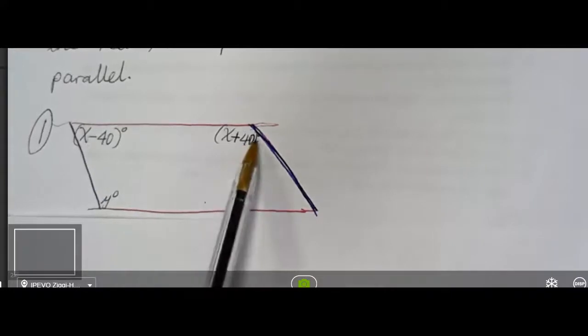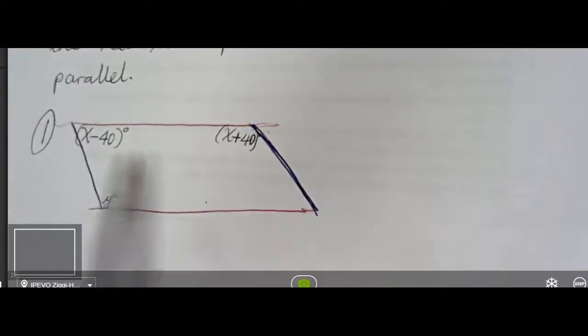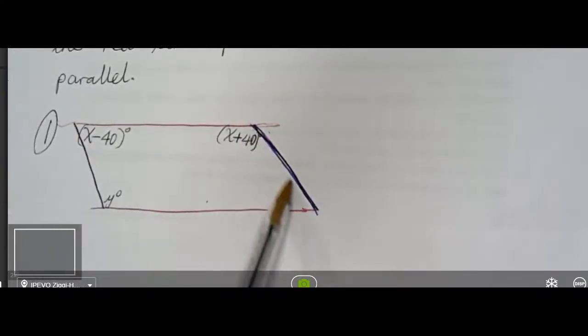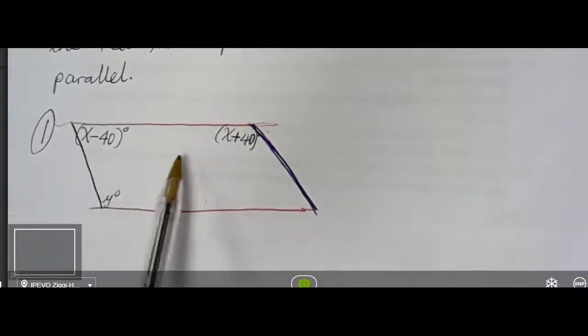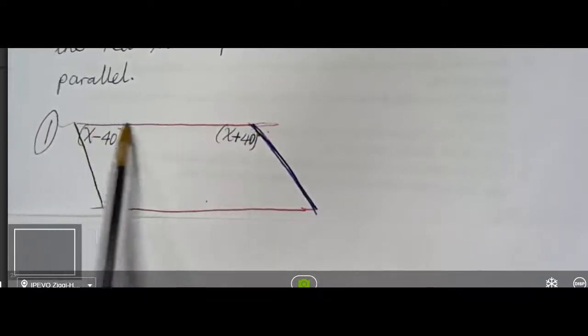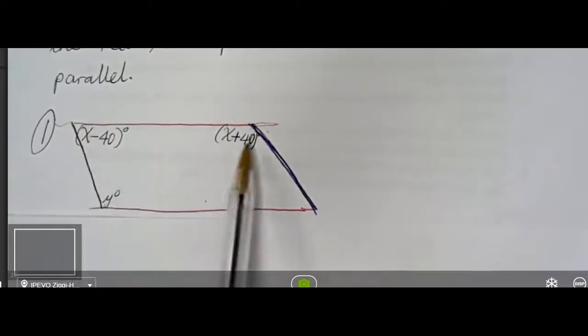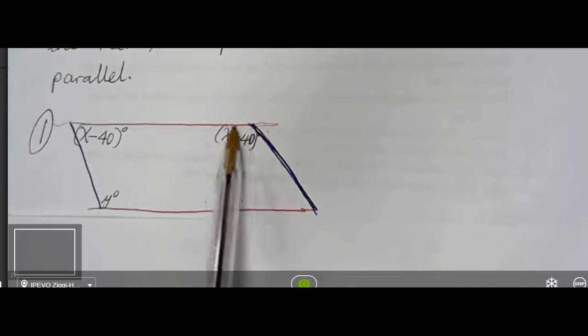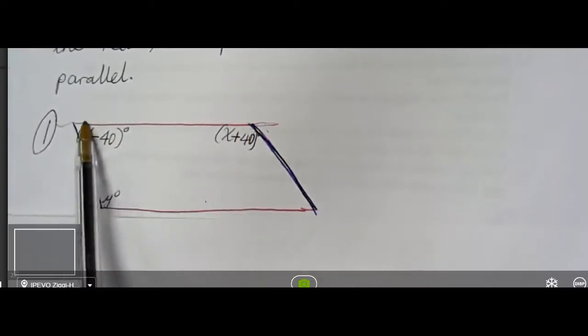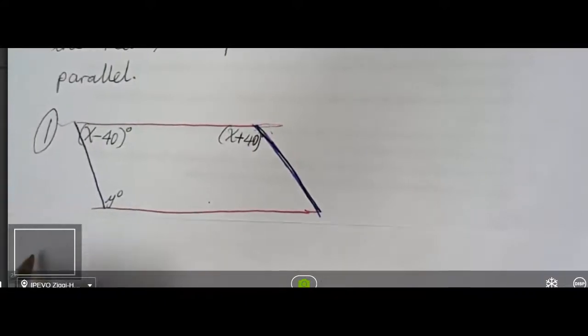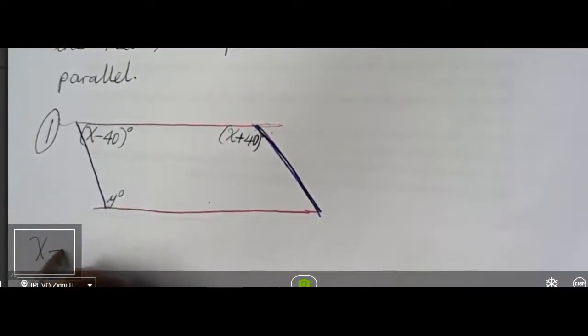So here, let's consider the blue lines first. These two blue lines, if they are parallel, then the red line will be transversal. And if you notice, these two angles are on the same side of the red line, and they are interior, inside the blue lines. So same side interior. Same side interior angles are supplementary.